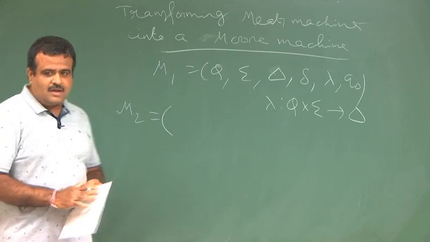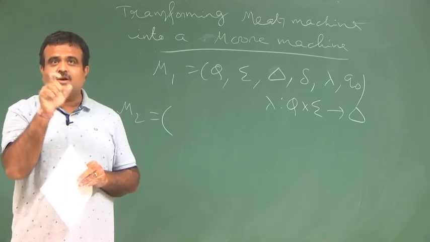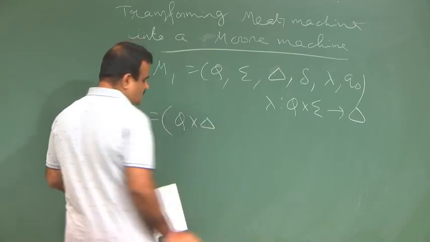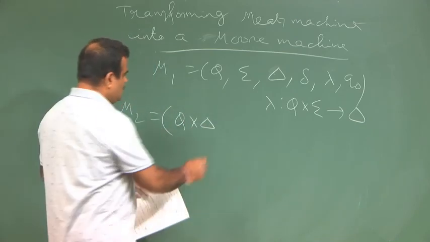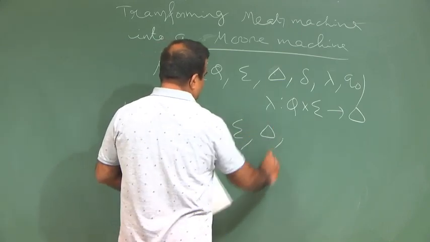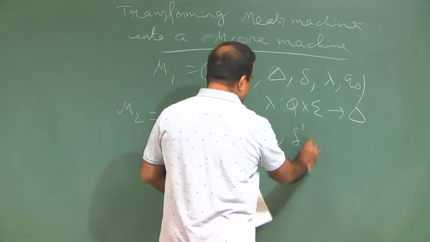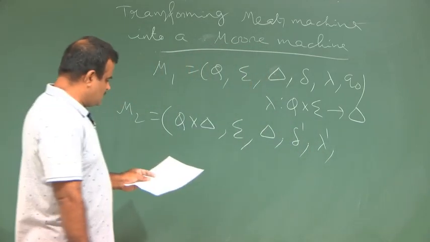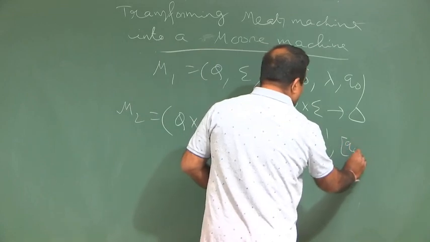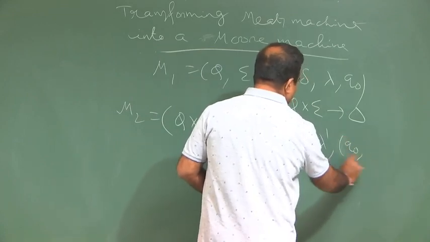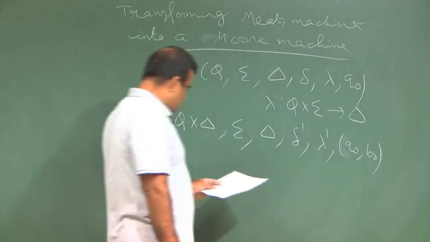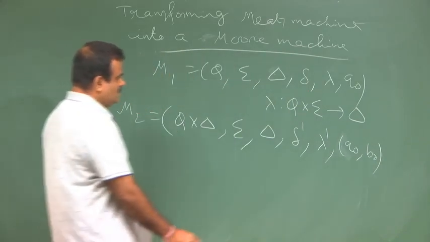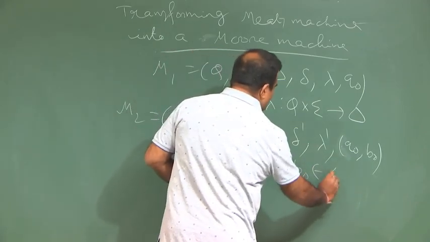The state set will be the Cartesian product of Q and the output alphabet set, because the machine is going to output from the output alphabet set. The rest is the same, then lambda prime will also change, and the starting state is the pair q0 and b0, where b0 is an arbitrary element selected from the output alphabet.